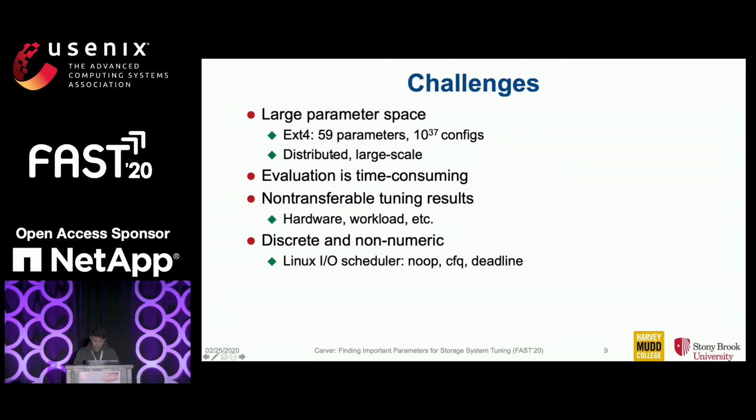Several characteristics of storage systems lead to the following challenges for tuning storage systems and therefore for storage system parameter selection. Many storage systems come with huge parameter spaces. For example, Ext4 has around 60 parameters, which results in around 10 to the power of 37 unique configurations.